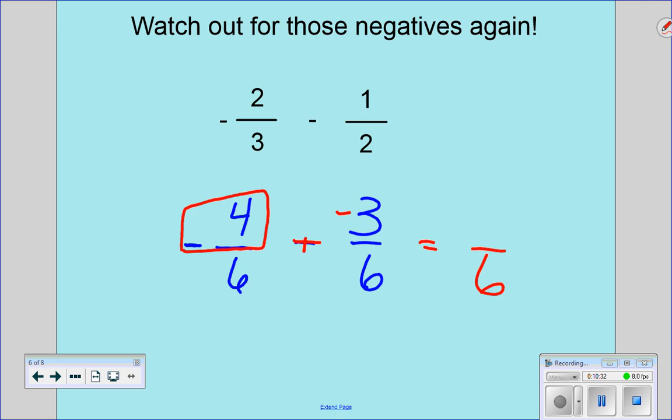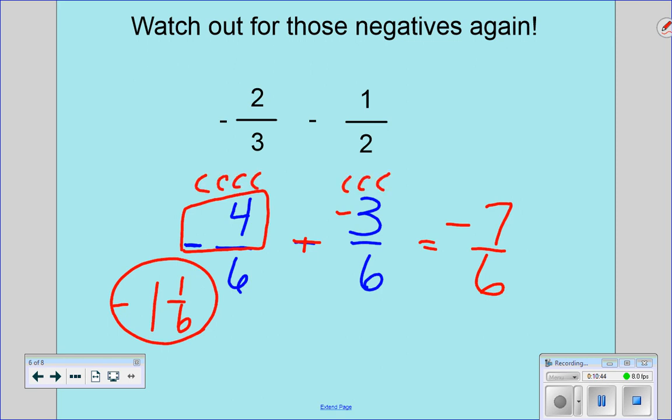Go ahead. -7, -7, 6. Yep, -1 and 1, 6. Okay, if you need to draw out your cats and your dogs, draw your cats and your dogs. I don't care. Do that. If you need to do it, go for it.